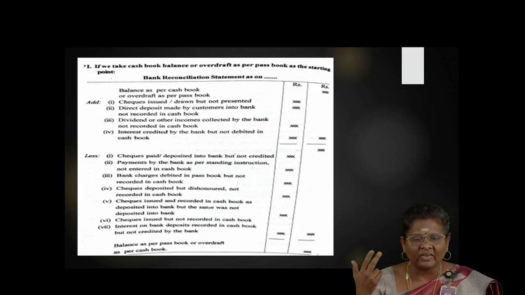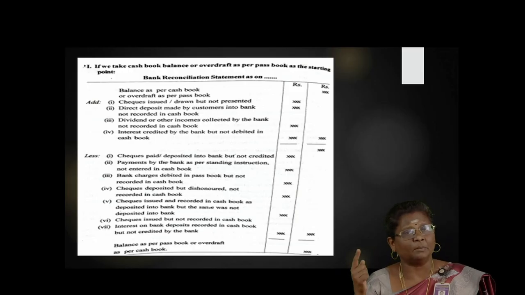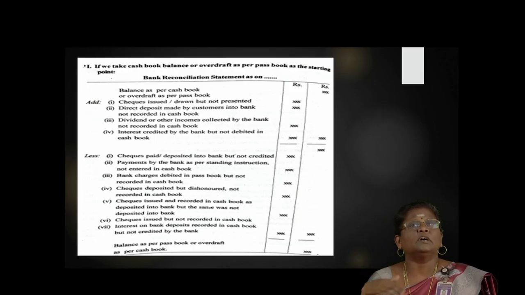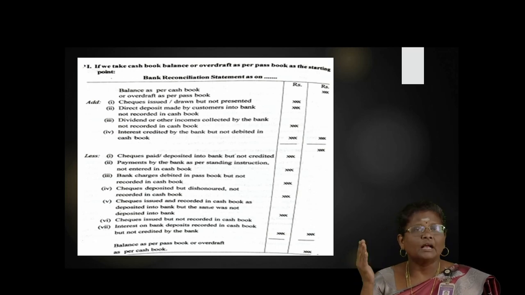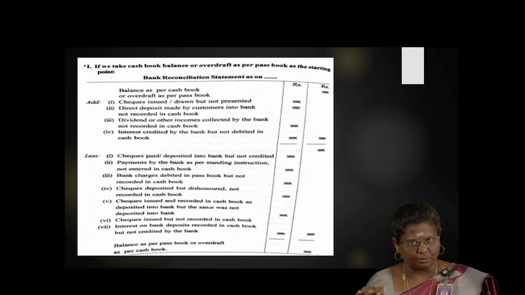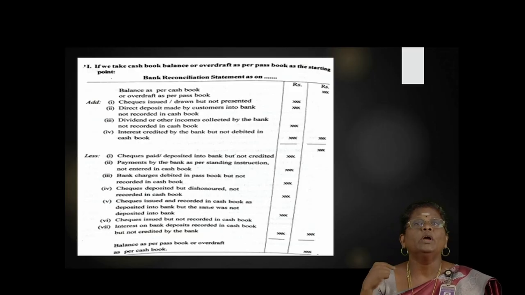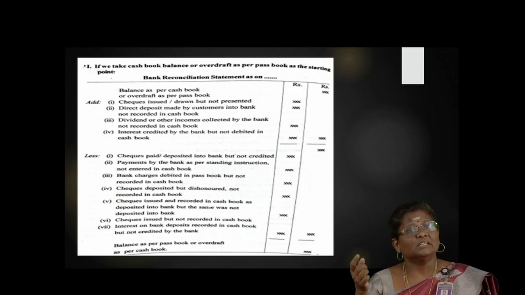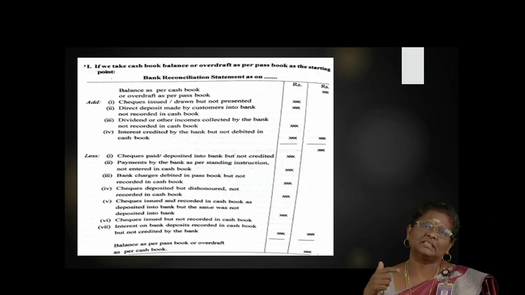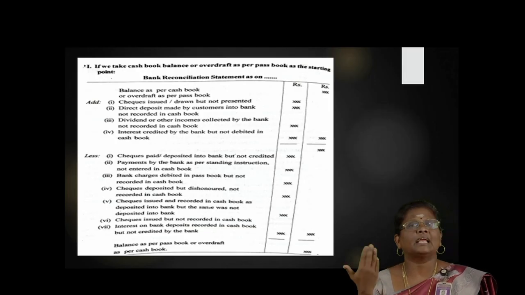Next one, dividend or any income collected by the banker. If the bank collects any amount, in that case the passbook is higher compared with the cash book. So in that case also it is added to the balance. Next one, interest. If the banker collects any interest, in that case the passbook balance is higher compared with the cash book. So the bank passbook is higher, so the balance should be added.